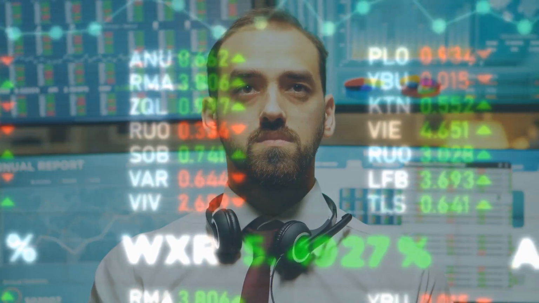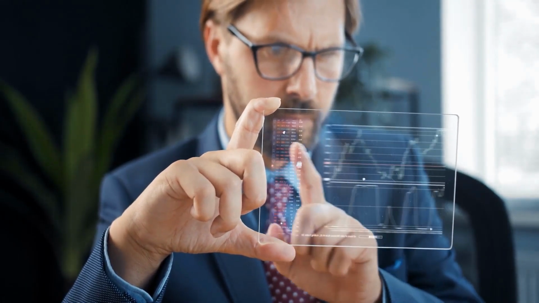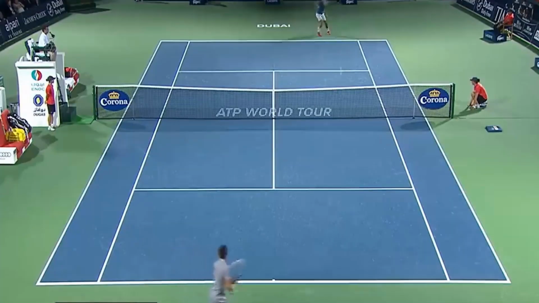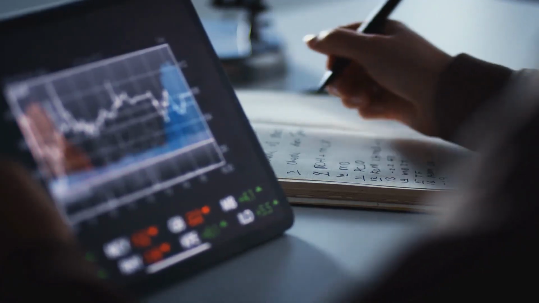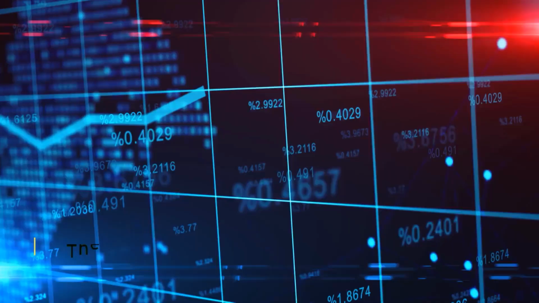Looking at a price chart can be daunting, especially if you don't have any frame of reference of where price has been. One way to help you get a clearer picture is to use trading indicators. Just like basketball players and tennis players need to have court awareness, traders need to have price awareness. In this video, we will explore the top 5 indicators that work.